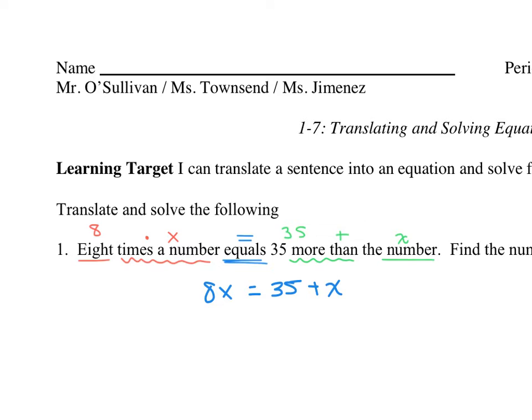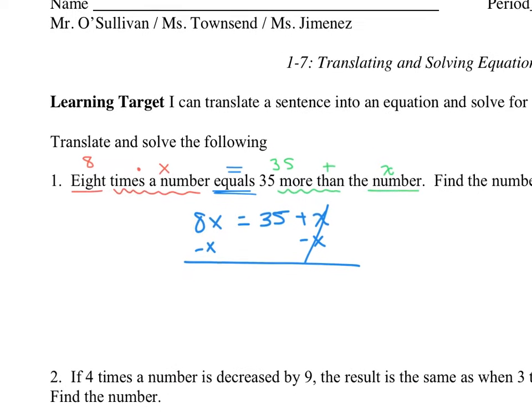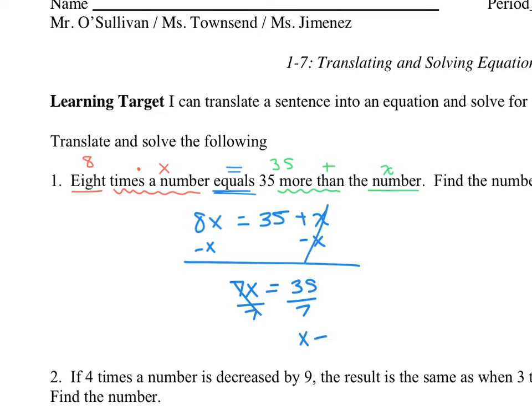And now I have to solve my equation for x. So to get rid of my x over here, I have to subtract it. So I subtract x from both sides. 8x minus x is 7x, so I get 7x equals 35. And then to get rid of my 7, I divide by 7 on both sides. Divide by 7, divide by 7, and I get x equals 5. That's your number, and that's your final answer.